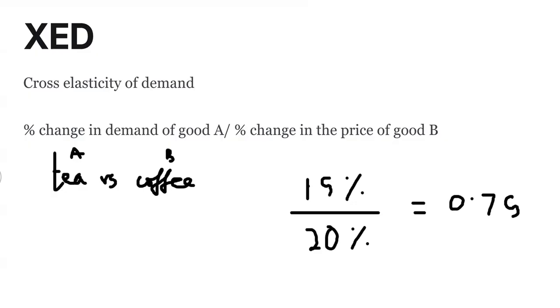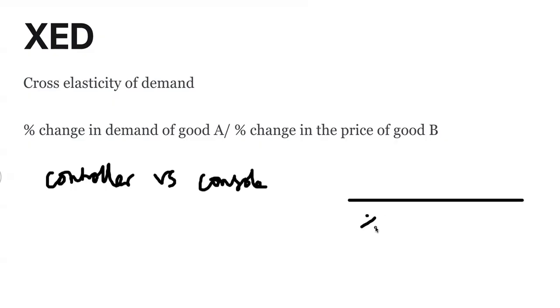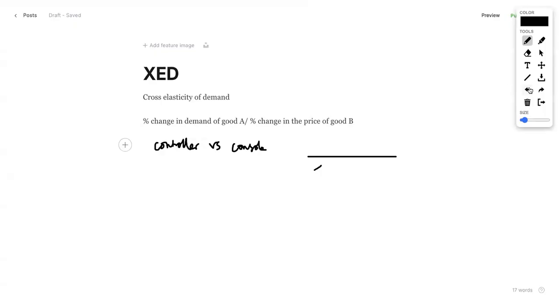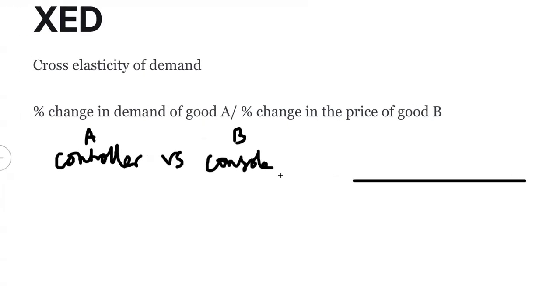Okay, I'll pick a different example. We'll pick the controller and the console. So if we do the bottom part of the fraction, say the console is good B. So if the PS5 goes up in price by 20%, so it goes up from 500 to 600 pounds, let's just say it goes up in price by 20%. What would happen to the demand for the controller after that happens? Would it go down? Go down, yeah.